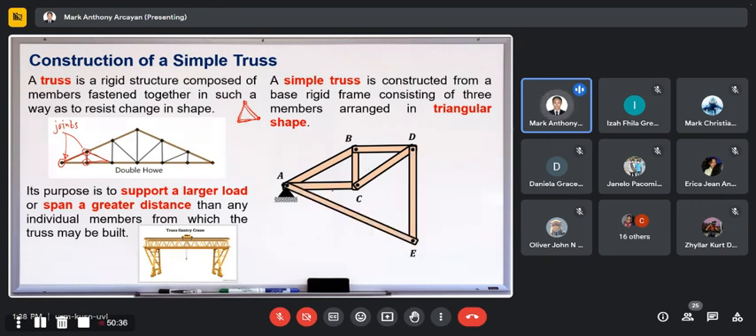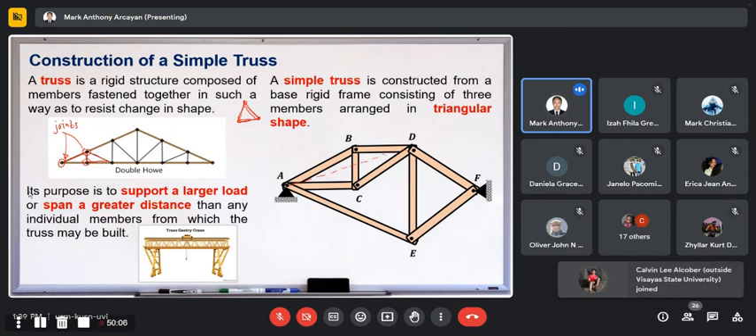Then if I add another two members, so kani siya rigid gihapon ni siya kay again ang line nga drawn from A to D, imaginary line, then ang members DE and AE, so naka-form siya og triangle. Now, if I add again another two members, DF and EF, still simple truss gihapon ni siya, then rigid ni siya.